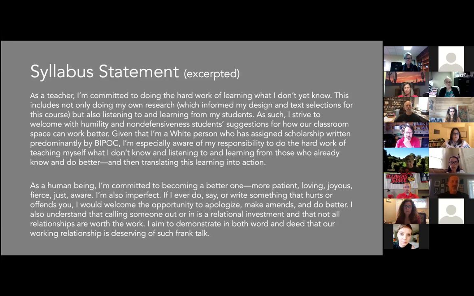I'm also imperfect. If I ever say or write something that hurts or offends you, I would welcome the opportunity to apologize, make amends, and do better. I also understand that calling someone out or in is a relational investment, and that not all relationships are worth the work. I aim to demonstrate in both word and deed that our working relationship is deserving of such frank talk. So to me, that changes the normative terms of relating between teacher and student, making it transparent to my students that I'm committed to changing what we're doing in the classroom and how I'm doing it in response to their experience of what's happening in the class. But again, I want to reiterate that my subject position and my positionality in relation to the institution make this something that I can do that maybe other faculty wouldn't feel comfortable doing.